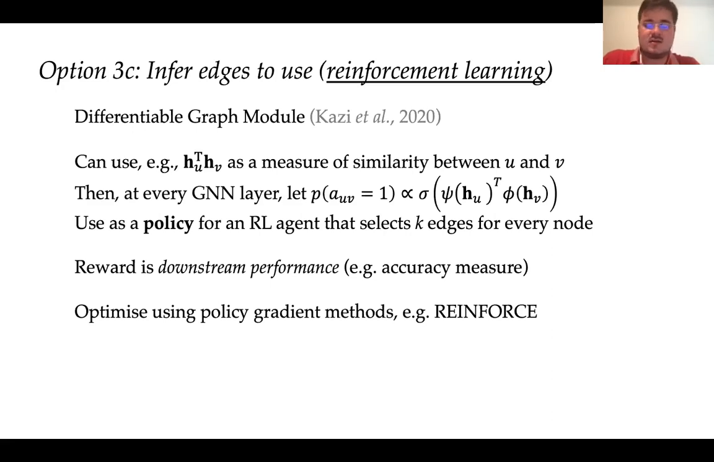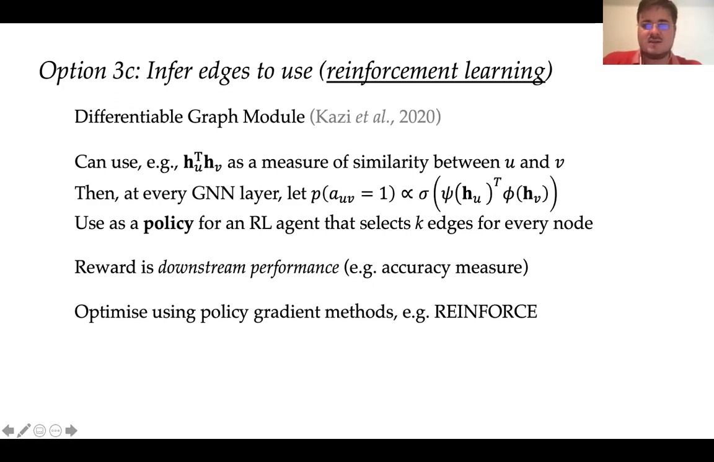So once again, in this differentiable graph module paper by Anees Kazi and others, you can use dot products or something as a measure of how similar two nodes are. And then at every graph neural network layer, you can say the probability of some edge existing is proportional to some function over a dot product of some transformed features of u and v. These psi and phi can, by the way, be something like the key and query functions of a transformer. So very often this will be implemented as a transformer.